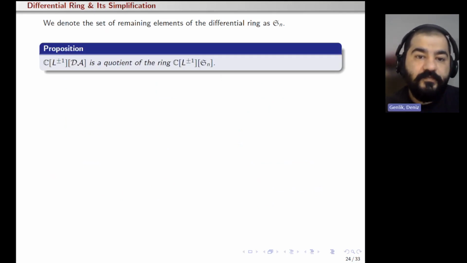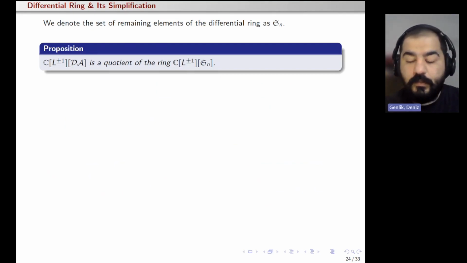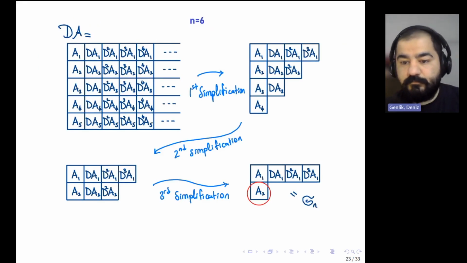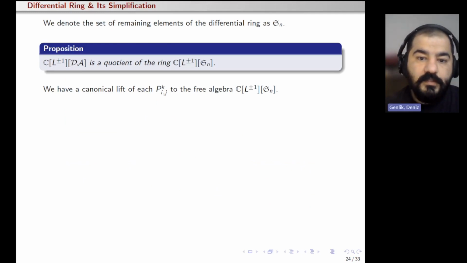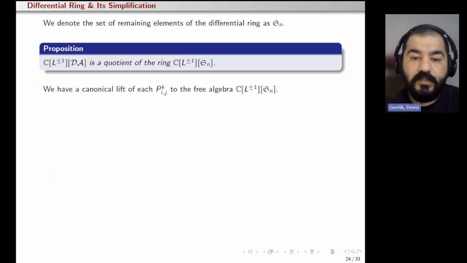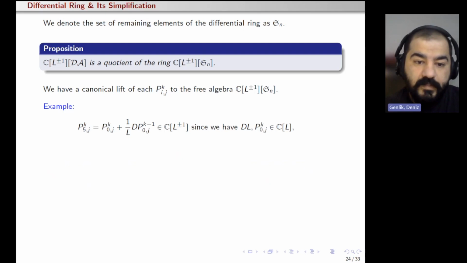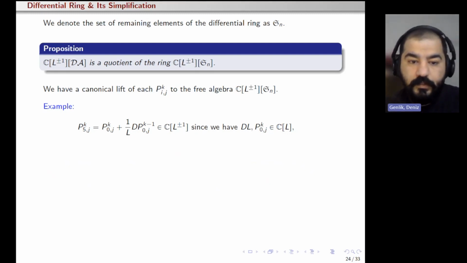So basically, after this simplification, we say that this differential ring is the quotient ring of the free ring described by the things we have here after the simplifications. And since Pij is in the differential ring, they should have a lift. They have lifts to the free algebra, but there's a canonical one. So we know that, for example, let's go with this example. P0j lies in CL, and if you take derivatives, that means P5 lies in here.